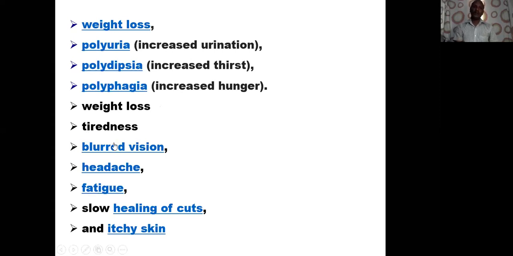Blurred vision occurs because glucose is transported in and changes the shape of the lens. Then headache, fatigue, slow healing of cuts, and itchy skin. So these are the signs and symptoms of diabetes mellitus, type 2 diabetes or type 1 diabetes: weight loss, polyuria, polydipsia, polyphagia, tiredness, blurred vision, headache, fatigue, and slow healing of cuts and skin issues.